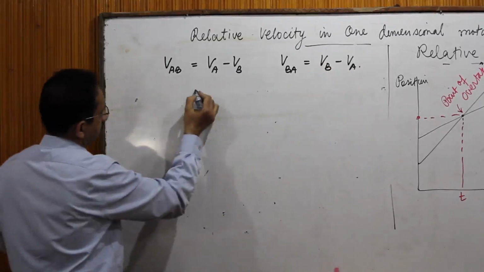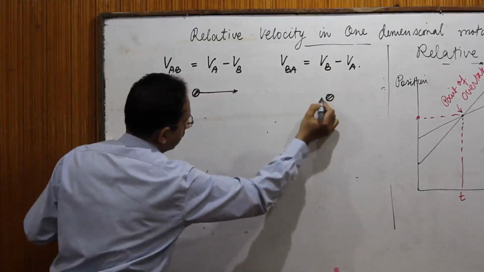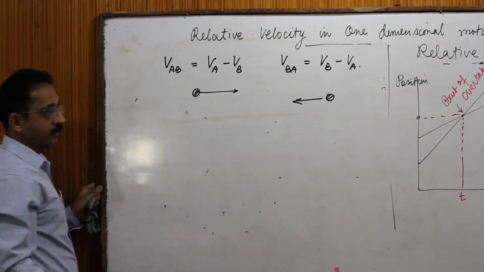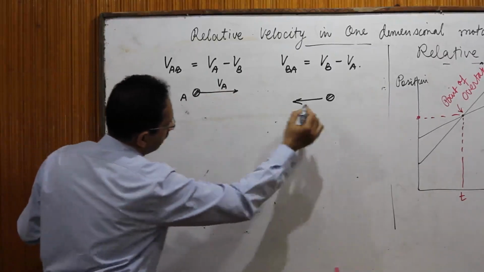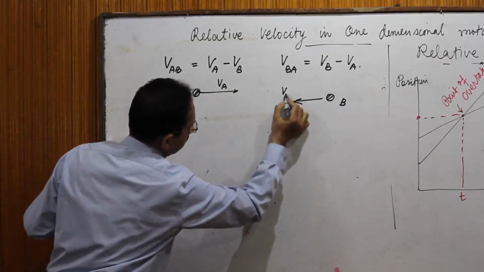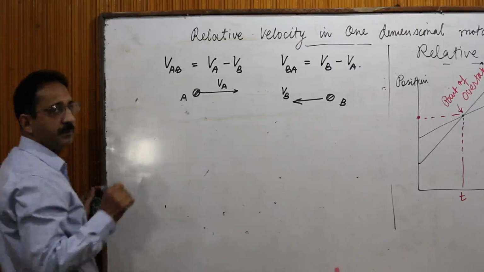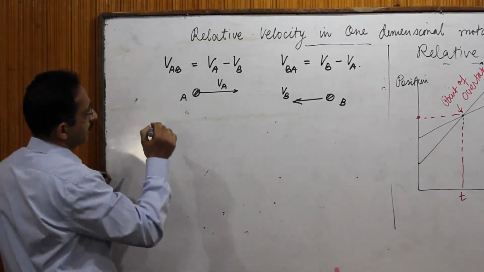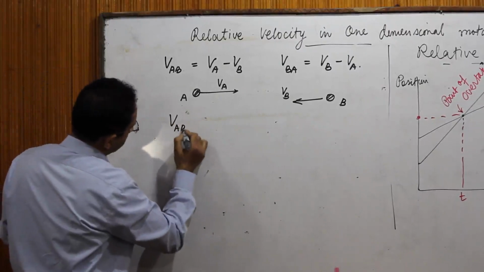What happens if two objects, with velocities VA and VB, move in opposite directions? Suppose this is A traveling towards right, this is B traveling towards left with velocity VB. Same equation, but there will be a transformation. Suppose in this case I am trying to find out VAB.